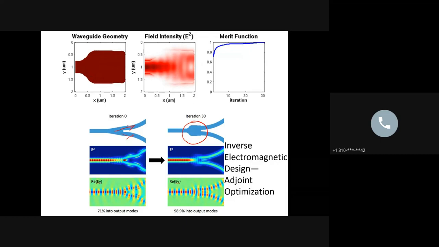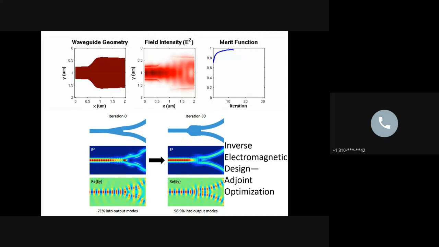And in this case, you're going through many iterations. Well, it's actually 30 iterations. You're starting with 70% efficiency, and you're going up toward close to 99% efficiency. This is the merit function. And let me go to the next slide, which just shows a single optimization scan.